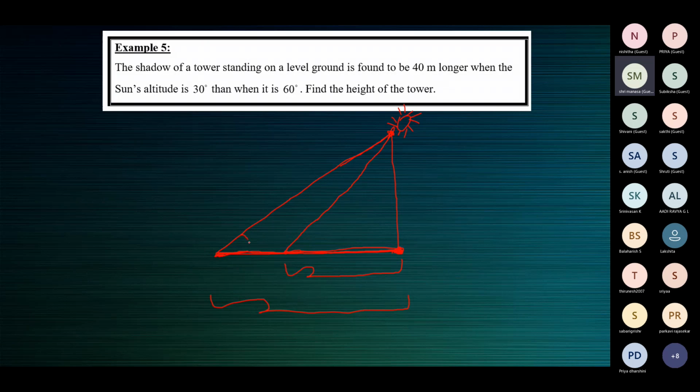So that means this angle is 30 degrees. This is 30 degrees and this is 60 degrees. Always remember, in a situation like this, smaller the sun's altitude, longer the shadow. You can make a note: smaller the sun's altitude, longer the shadow.